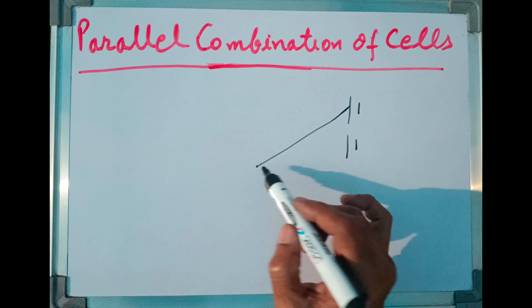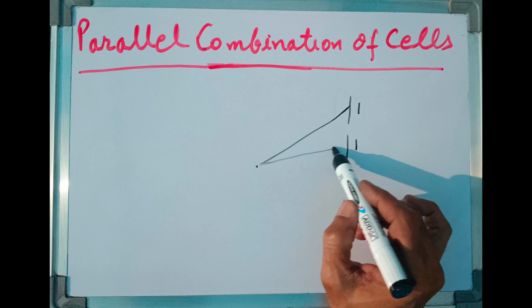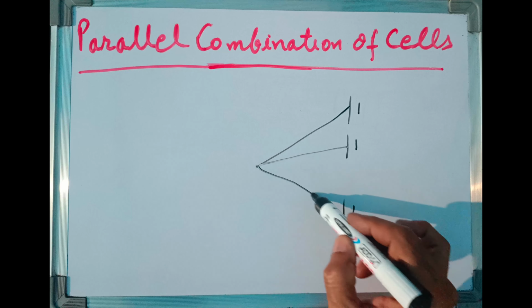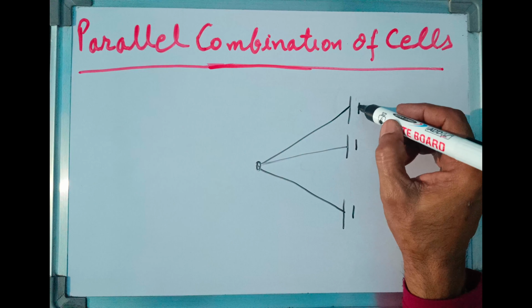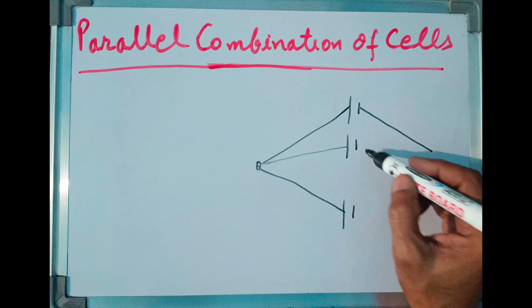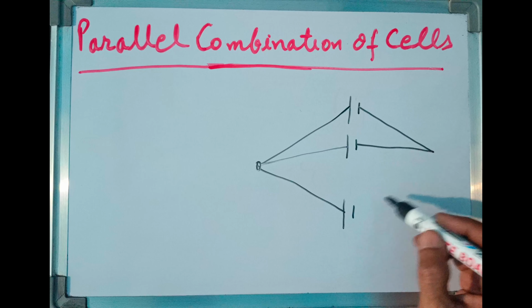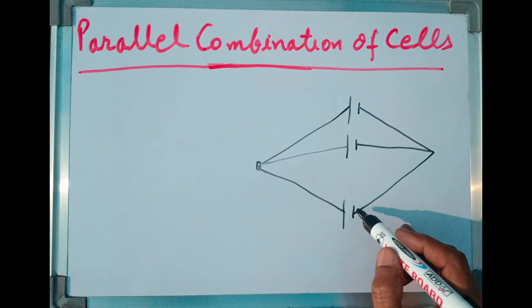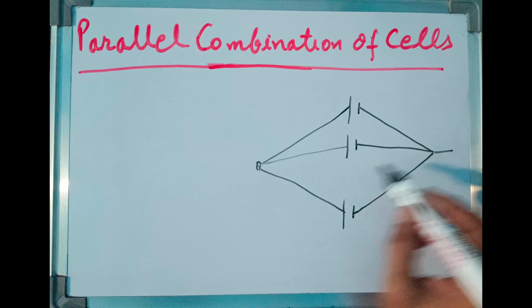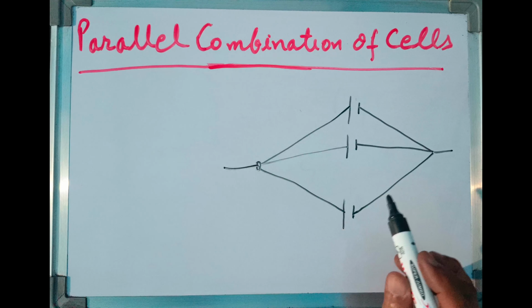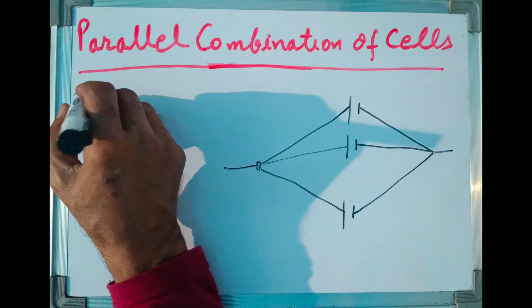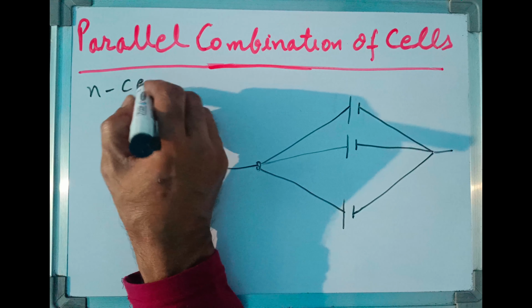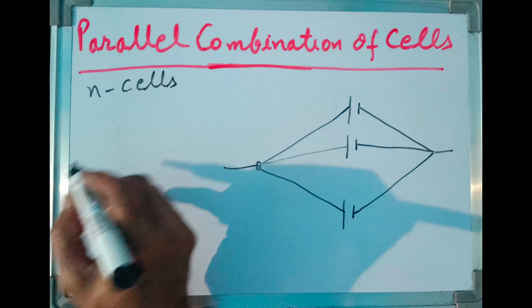This is a common point. Positive terminals of all the cells are connected to a common terminal, and negative terminals of all the cells are connected to another common terminal. This type of combination of cells is called parallel combination of cells. Suppose there are total n cells which are connected in parallel.